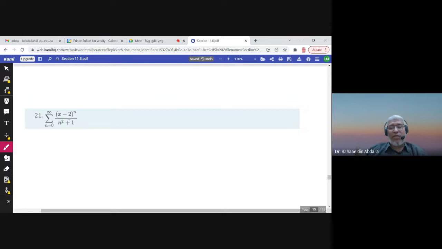Now the center is 2. The center is not 0 here. We do the same. An plus 1, ratio test.